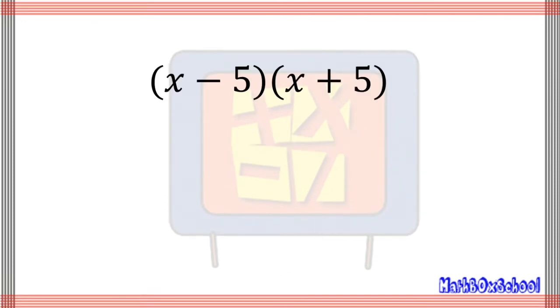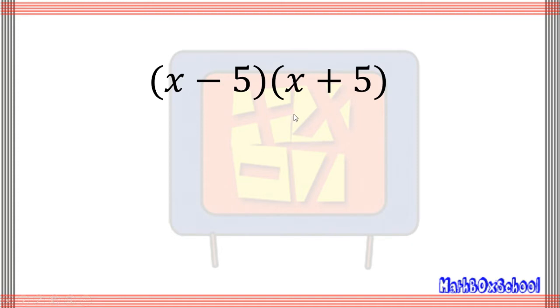Example number 1. X minus 5 times x plus 5. So as you can see, parehas yung kanyang first term. X and then x. And then same din ang kanilang second term. 5 and then 5. Then kung mapapansin niyo sa operation, minus and then plus. So, this is an example of the product of the sum and difference of two terms.